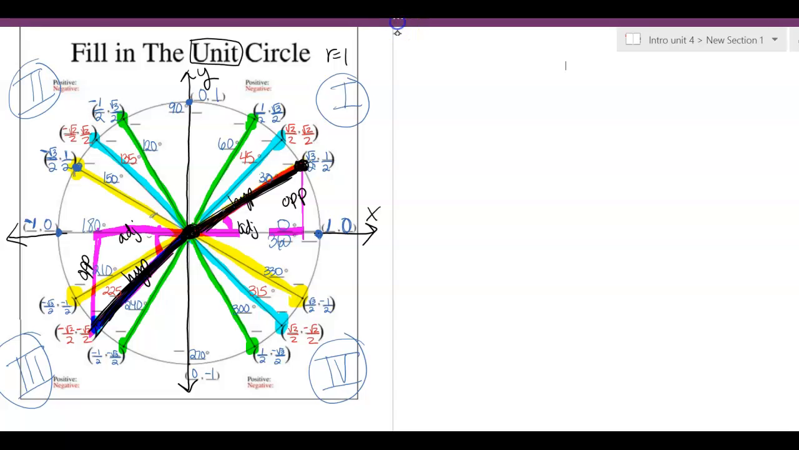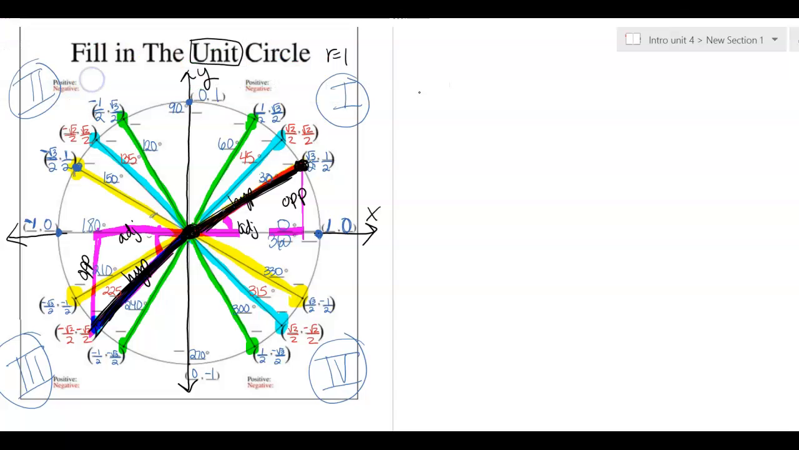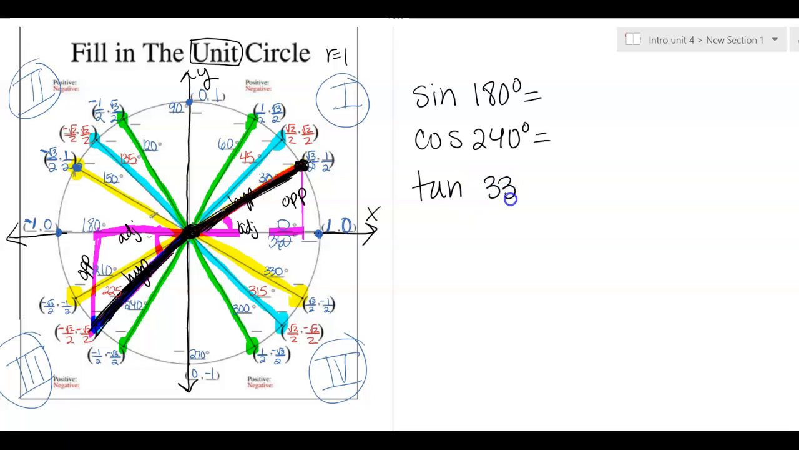Okay, so let's look at these first 3 problems. So we're going to calculate the sine of 180, cosine of 240, and tangent of 330.